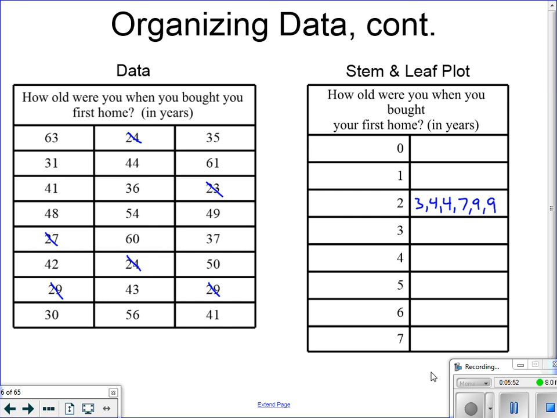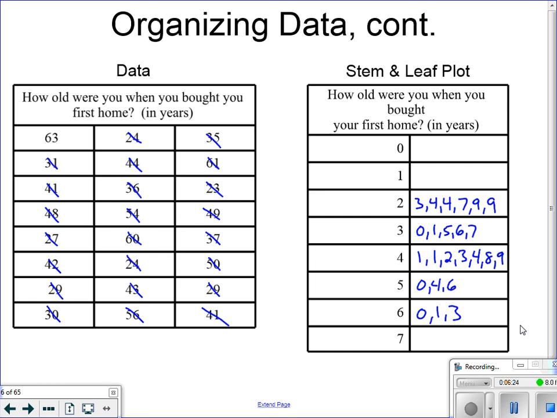So when I look at that row of my stem and leaf plot, again, we're going to read that as 23, 24, 24, 27, 29, 29. So what I want you to do right now is pause the video, go ahead, fill in the rest of your stem and leaf plot. When you got it filled in, go ahead and start the video again to check it and see how you did.